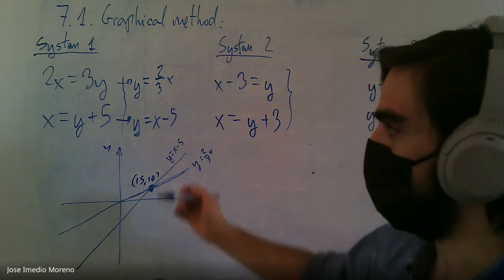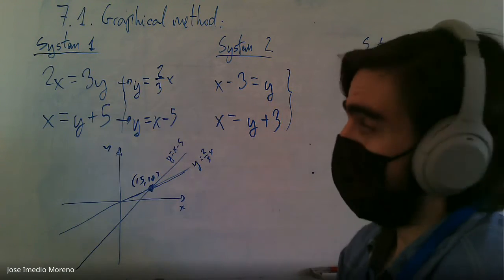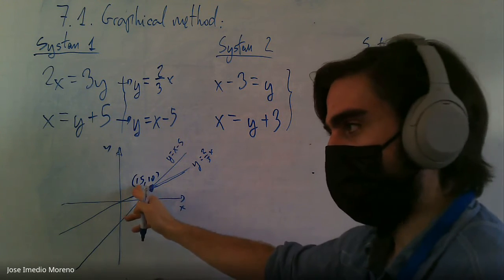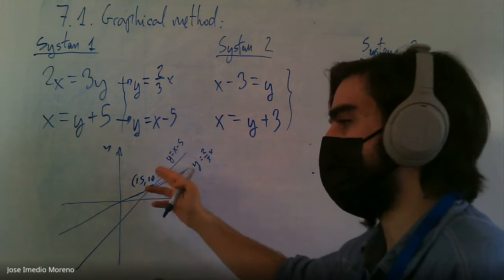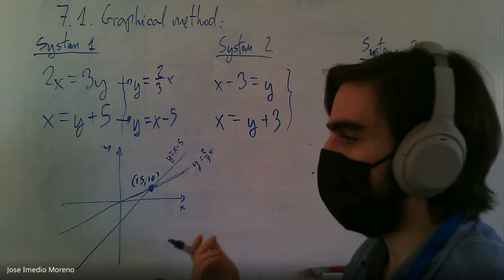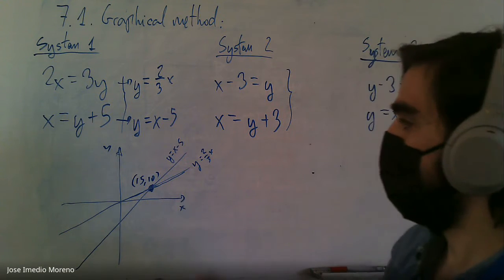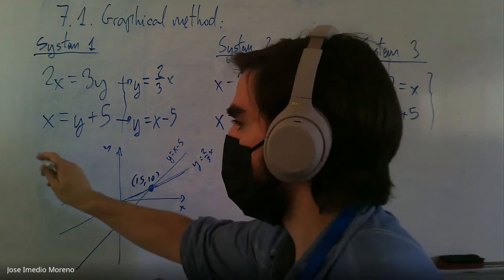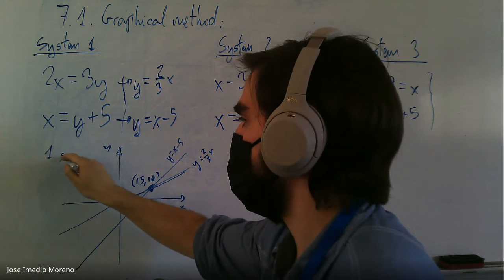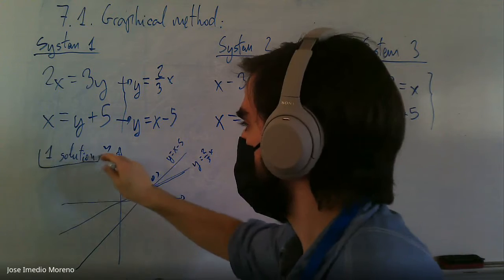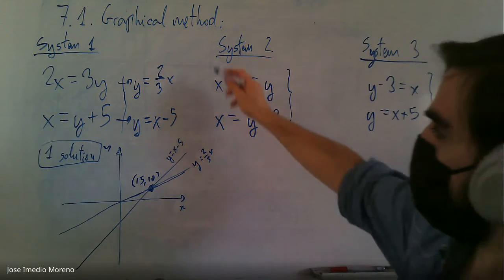It means that this is true when my age is 15 and my sister's age is 10. But the important thing here is that there's only one solution. So this is a system with only one solution. Okay, second system.